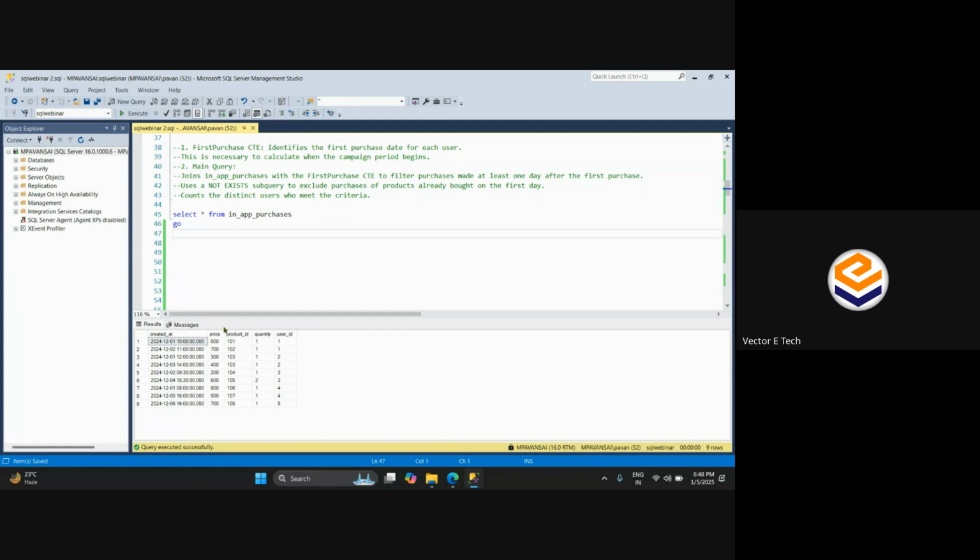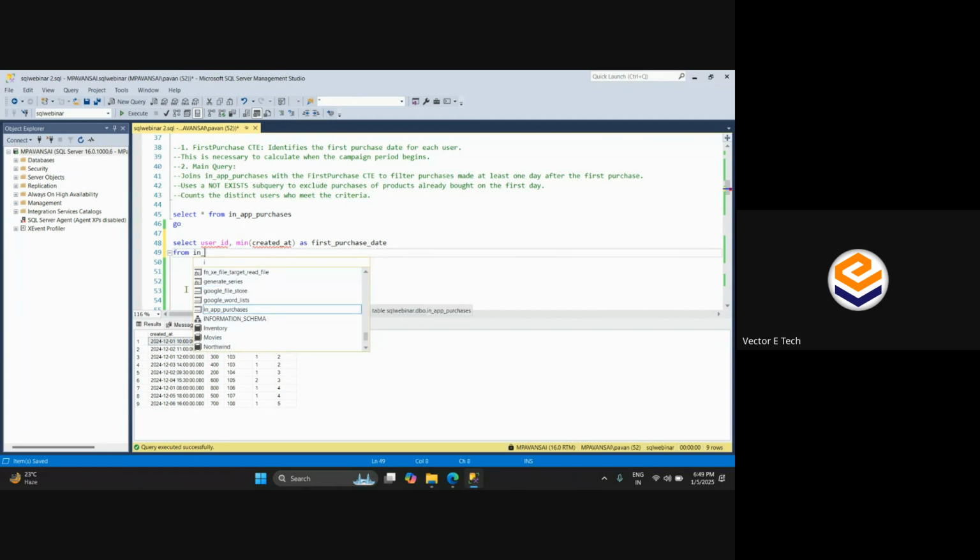We have this data. Now the approach which I told you will take some understanding. For example, I'll show you in a normal way. Let us take the user ID. I want to find the minimum of created date, because that is the date when the particular user first purchased that application, or you could say subscription or anything. So that is what we call the first purchase date. From which table? Our table name is in-app purchases.